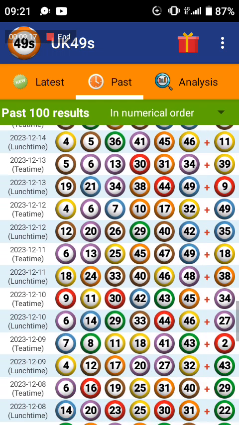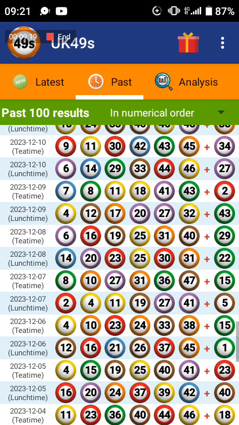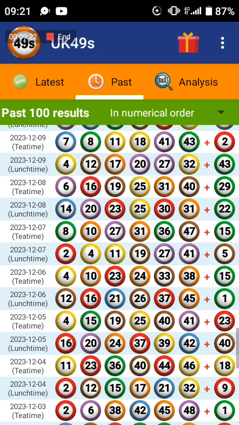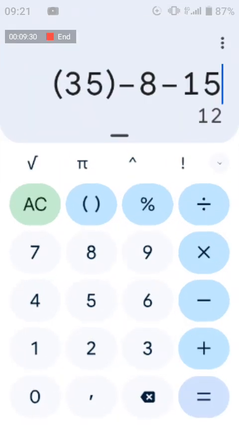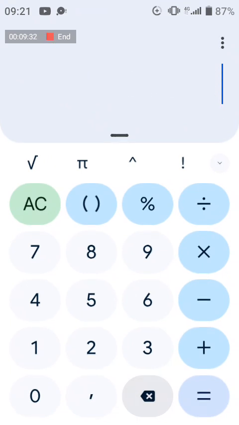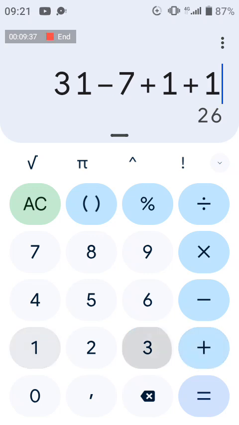7th December, we're going to check for 8 and 15. Here, 8 was the first number that was thrown on the machine, while 15 was the bonus ball. Now here we're going to say, Pandas, 31 minus 7 plus 1 plus yesterday's date.